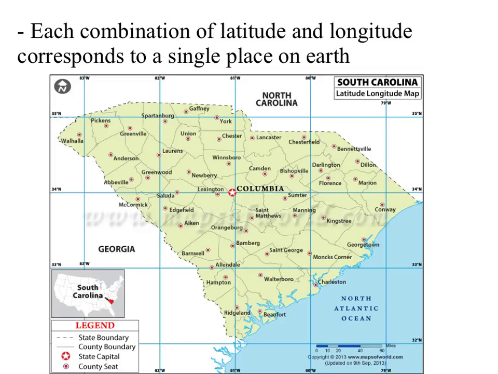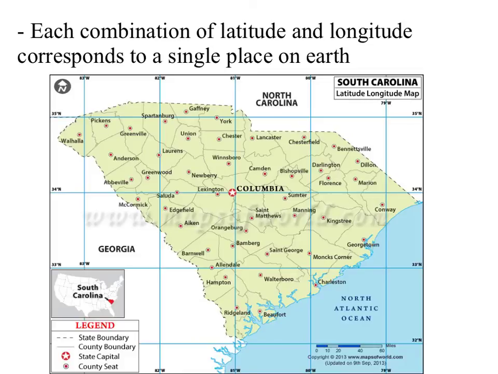So that is how the system works. Each of these combinations, you're at latitude first, comma, then your longitude number, and each of those will correspond to a single place on Earth. So, for instance, if you're looking at Columbia, South Carolina, we are at 34 degrees north, 81 degrees west. Anytime you say those coordinates, you can only be talking about Columbia, and anytime you say Columbia, South Carolina anyway, you can only be talking about those coordinates.